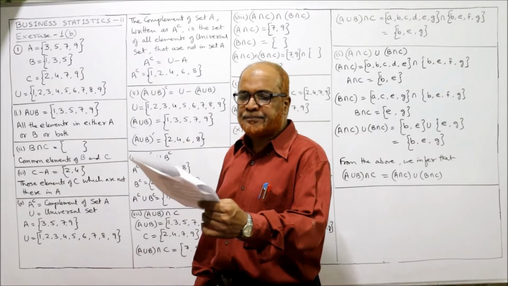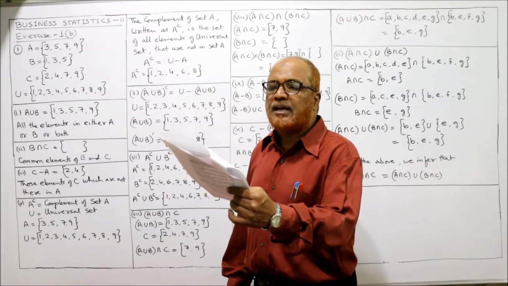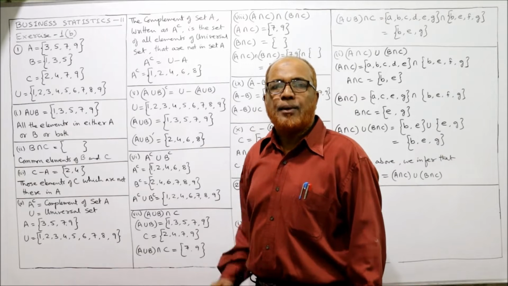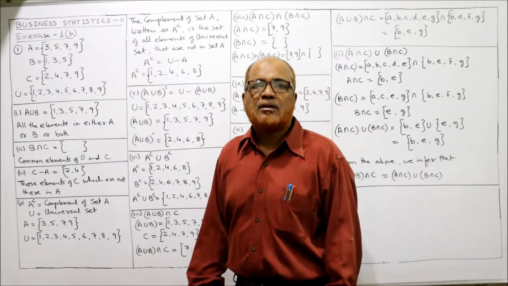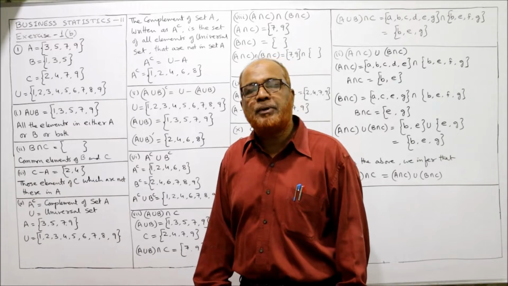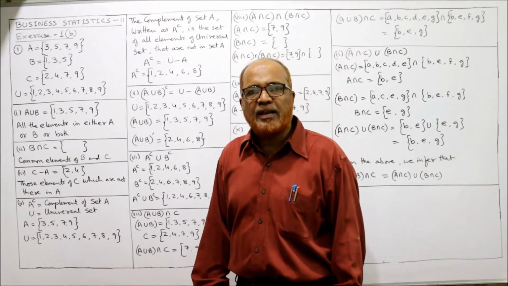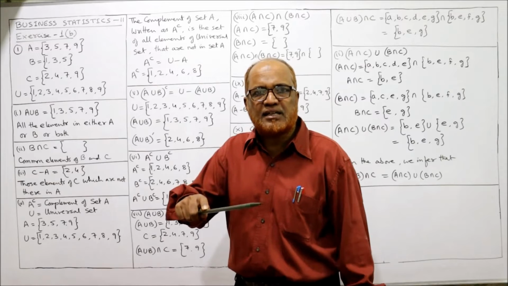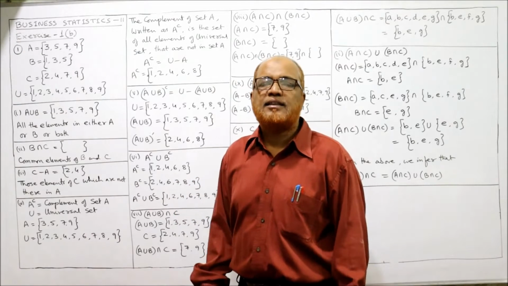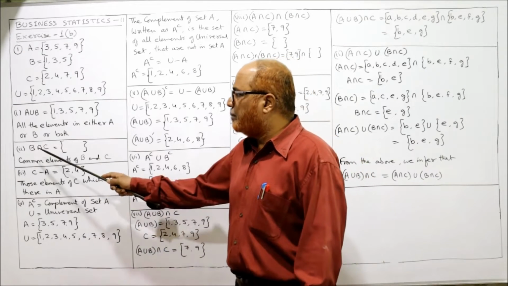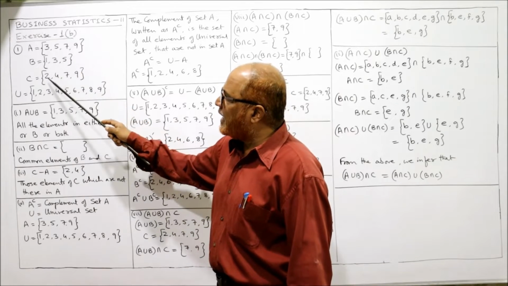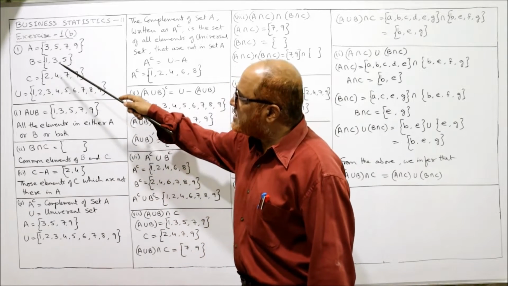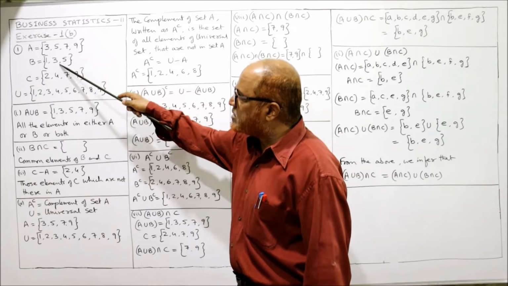Second question is B intersection C. Intersection means the common elements in B and C, the same elements in B set and C set. That is called intersection. Now see here, this is the B set and this is the C set. Check, is there any common element in these two sets?